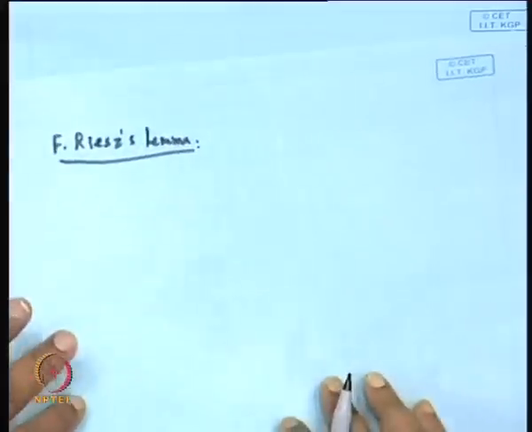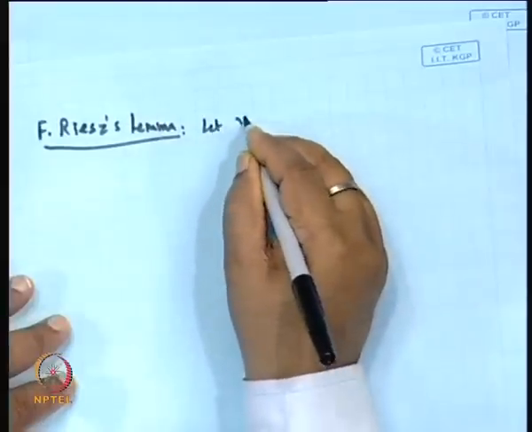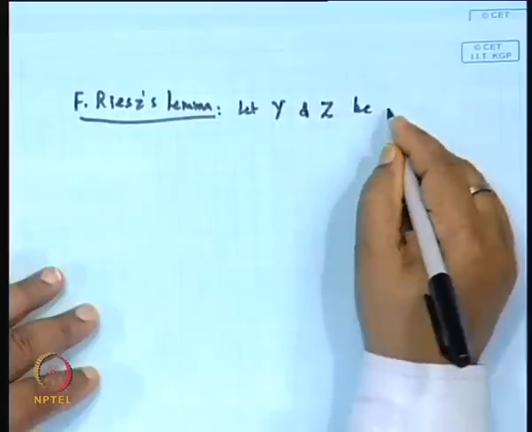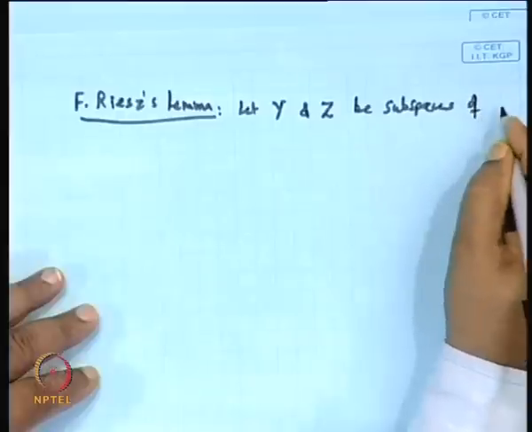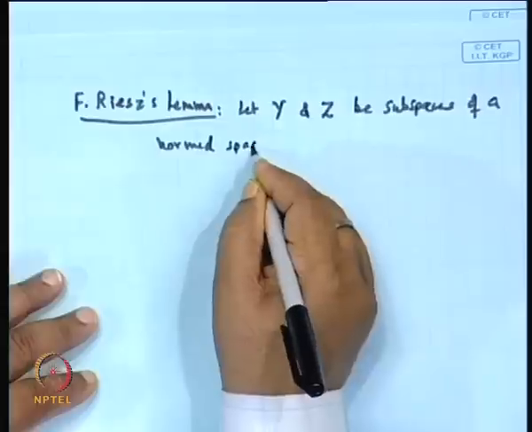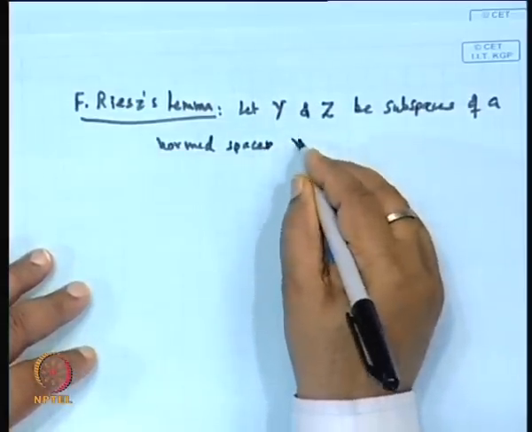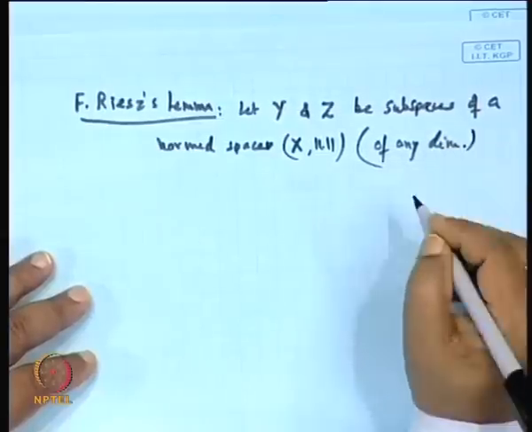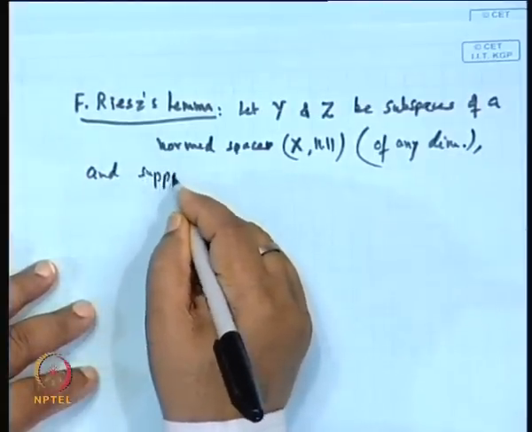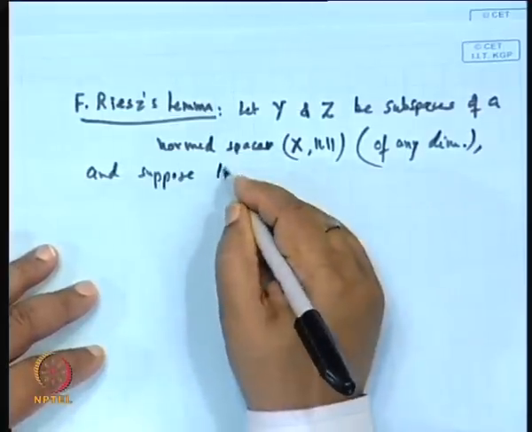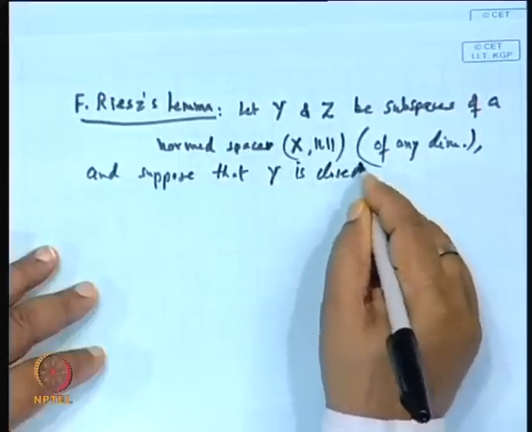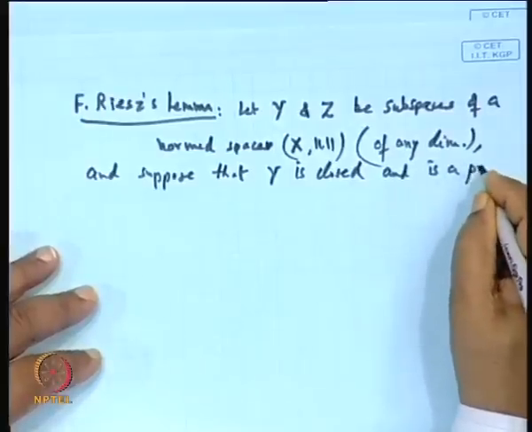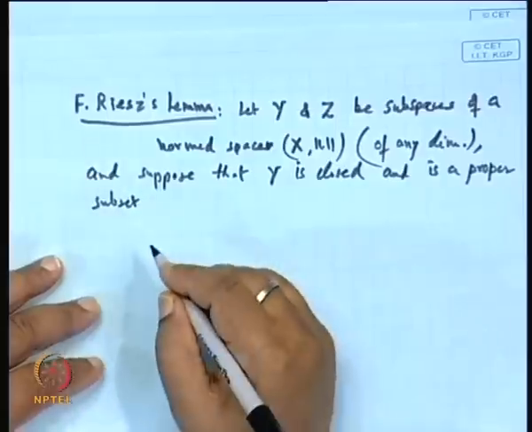What is this lemma? The lemma says let Y and Z be subspaces of a normed space X of any dimension, and suppose that Y is closed and is a proper subset of Z.